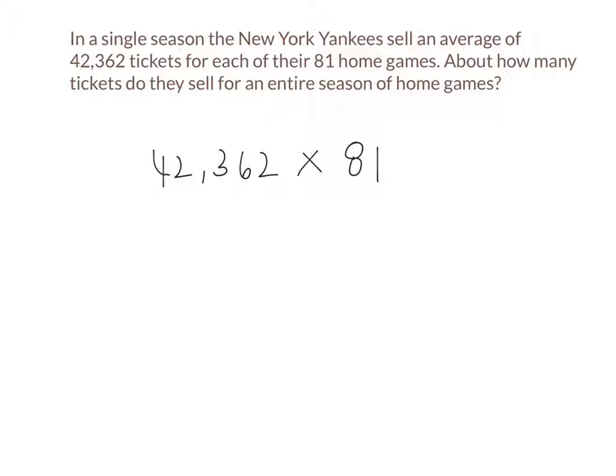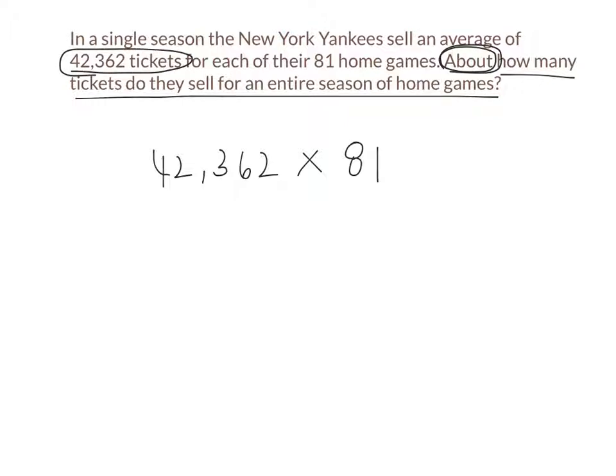42,362 times how many games? 81. Can we do this math problem? Yes. We can. But if the problem says about how many tickets do they sell for an entire season of home games, do we need to find the exact answer? No. Okay, so we just take the important information that is 42,362 tickets, and there's 81 games altogether. So then our actual multiplication problem would be 42,362 times 81. But if it's just asking us to estimate, can we round the factors in order to estimate? Yeah. We sure can.